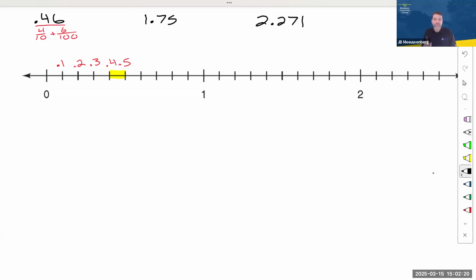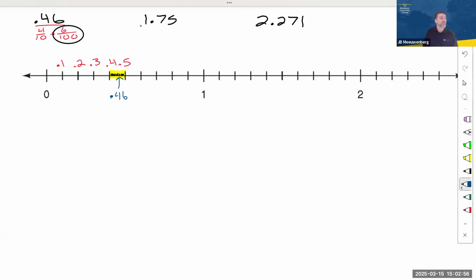Now, it's a little too small for us to actually make all those little indicator markings, but imagine making 10 segments here. 1, 2, 3, 4, 5, 6, 7, 8, 9, and 10 is on the 0.5. We want to go to the sixth one, right? Because each of these now represents 100th. So our 6 is going to be just about right there, right? Just about a little more than halfway. That's going to be our 46/100, or 0.46.